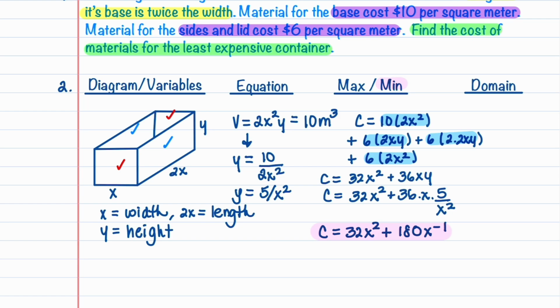Now let's think about our domain. We are told that the box has no limits on the length and the width, but we do know that x can't be 0 and it can't be negative. So we're going to say that x is greater than 0 and our domain is open, and we're going to need that in a few minutes.